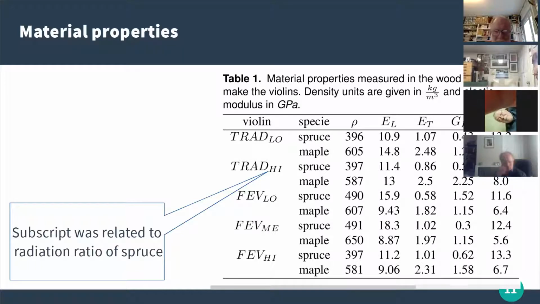But for a quick reference, high means higher quality wood in the spruce. So FEM low, FEM medium, and FEM high is finite element violin with lower quality in the spruce wood, medium quality, and higher quality. But well, you can see the values, and you can guess the quality of the wood with this table.